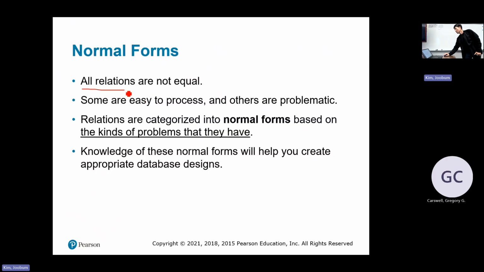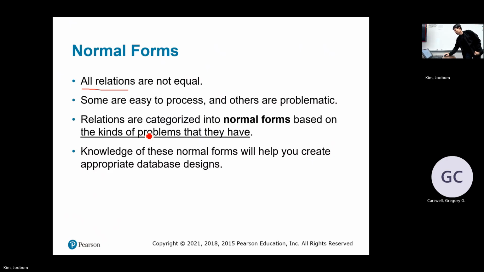So all tables, all relations are not equal. Some are easy to process and others are problematic. Some relations have a couple of columns, but some have a lot of columns. Some relations have several rows of data, but some have a lot of rows, 1 million, 2 million. So we don't know. It depends on the data of the business or company.